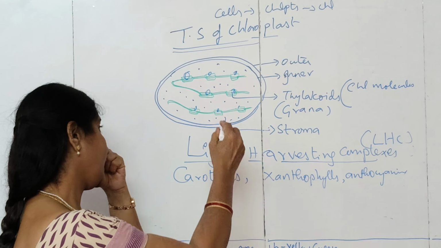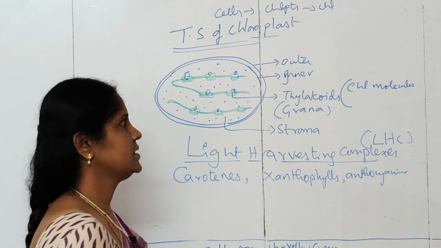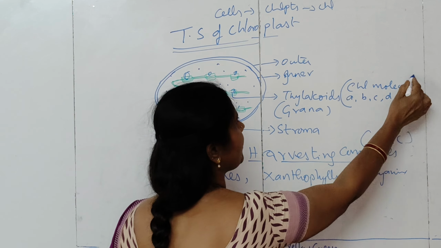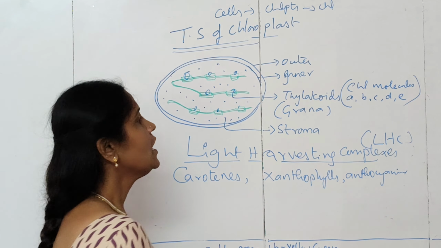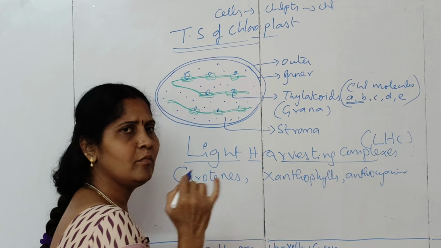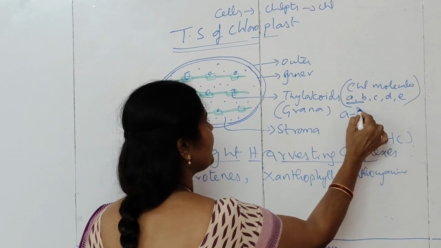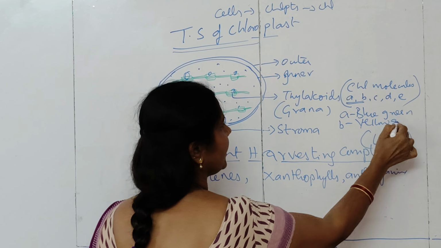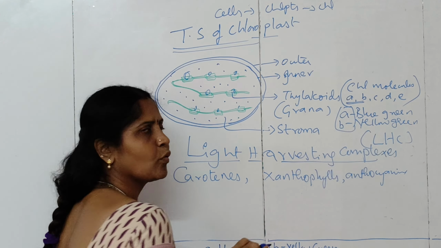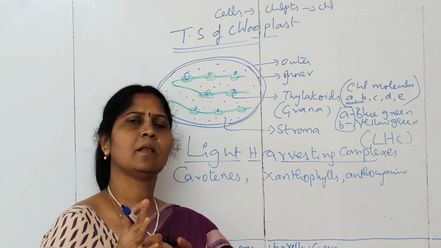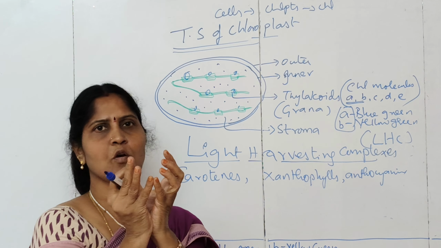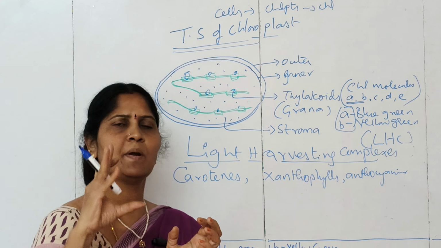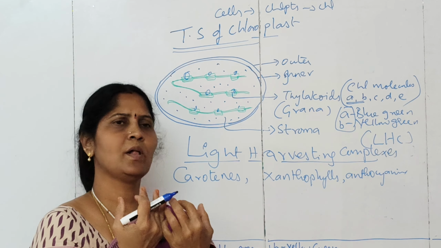Now maybe you are very clear about where the chlorophyll molecules are present. In plants, there are chlorophyll A, B, C, D and E. There are many different types, out of which chlorophyll A and B play a very important role in photosynthesis. Chlorophyll A is blue-green in color, and chlorophyll B is yellow-green in color. In the light harvesting complex, the main pigments will be chlorophyll A and B, supported by all the other pigments.